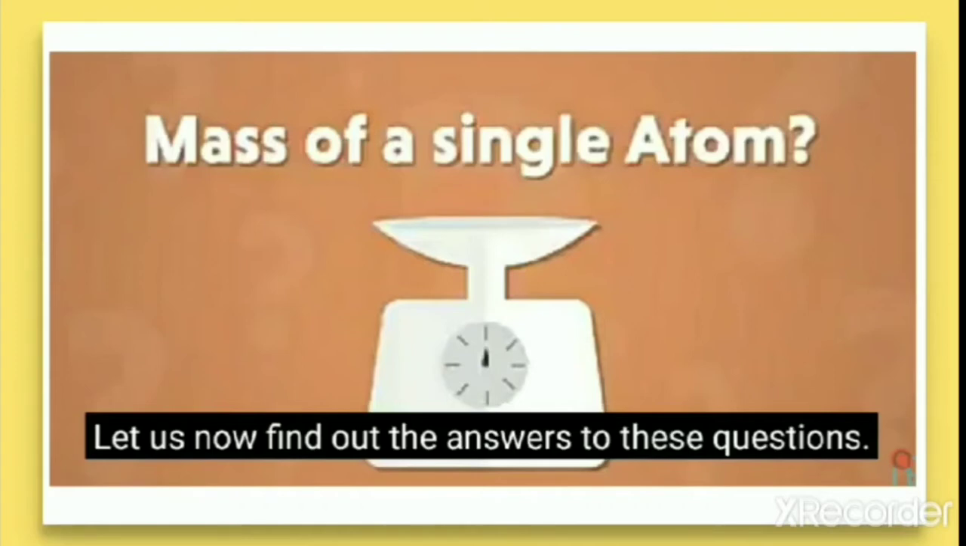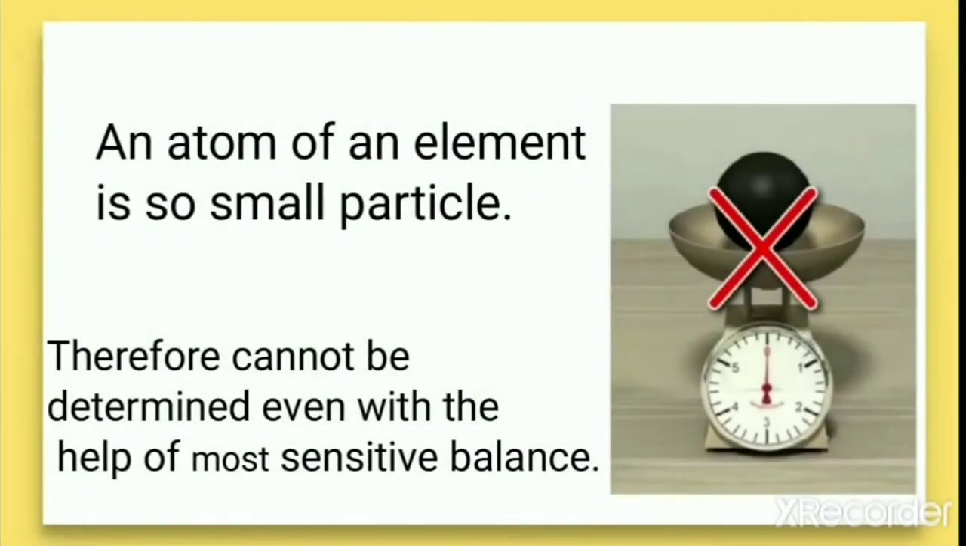Because of this reason only, it cannot be determined even with the help of the most sensitive balance. For example, the absolute mass of a hydrogen atom is found to be 1.67 x 10^-24 gram. You can imagine 10 raised to power minus 24 gram. It is such an extremely small number, which is very inconvenient for calculation.